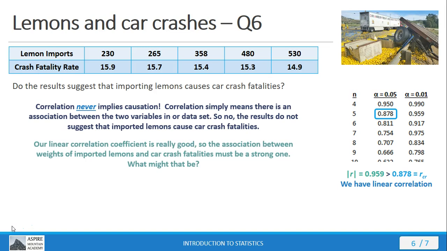Well, we do have a pretty good linear correlation coefficient. I mean, perfect positive linear correlation is 1. We're at 0.959. So we're doing pretty good. So whatever association you have between the weights of imported lemons and car crash fatalities, it's got to be a pretty good one. What do you think that relationship might be? What's the relationship between lemon imports and car crash fatalities?